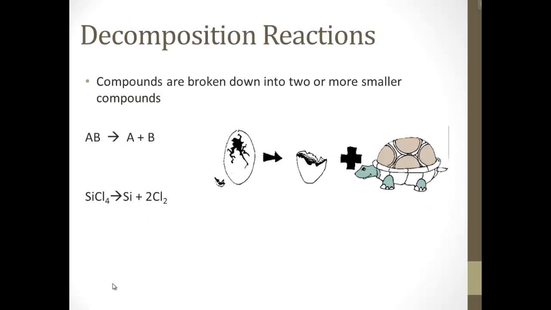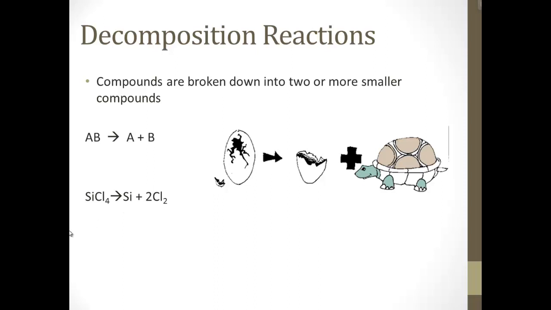Next type of reaction is a decomposition reaction. In a decomposition reaction, we're taking one single object and breaking it up into smaller parts. So we're going to end up with at least 2 compounds, possibly more. It's basically the exact opposite of what we just looked at with synthesis. We have AB, and that's going to break down into A plus B. You can look at this egg with a turtle inside of it. After it hatches, I've got the eggshell plus the turtle. So I ended up with 2 products there, which start from a single.